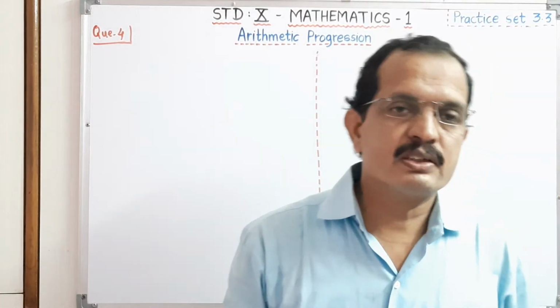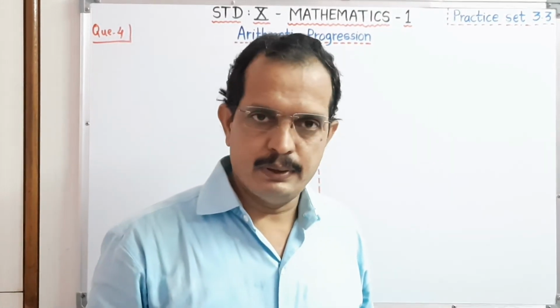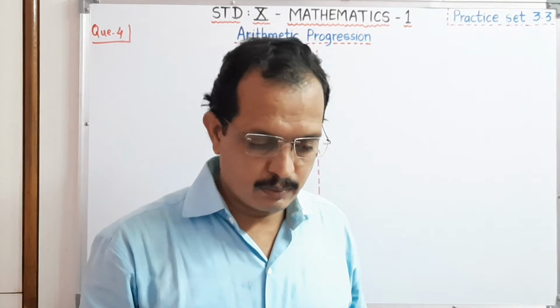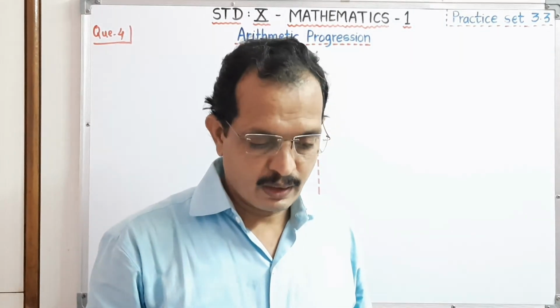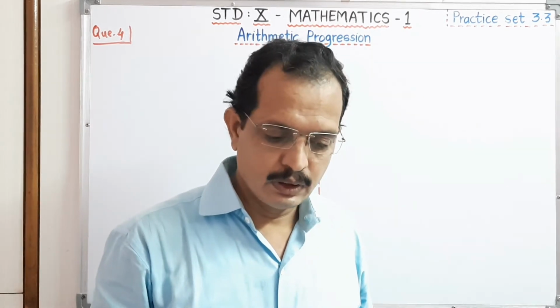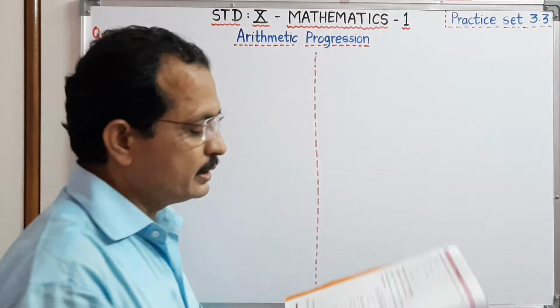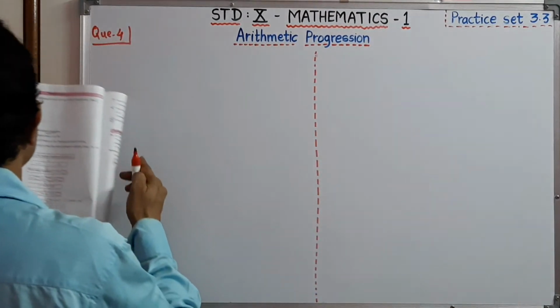Dear student, see question number 4. In an AP, the 19th term is 52 and the 30th term is 128. Find the sum of the first 56 terms. See, dear student, what information is given?